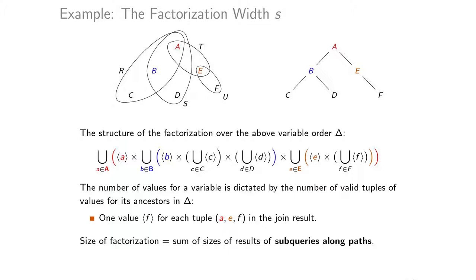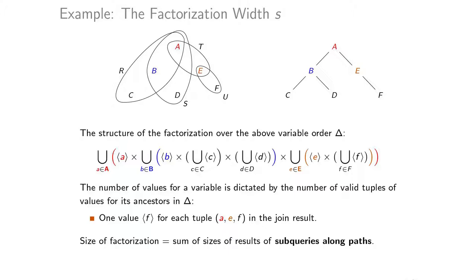Independently, for the other branch, you look at the number of F values, which is essentially upper bounded by this subquery that looks at A, E, and F. And what is this subquery? Well, this subquery is the one that joins T and U. So how large can the size of this query be? Well, T join U can be quadratic. So the number of F values in general may be quadratically many.